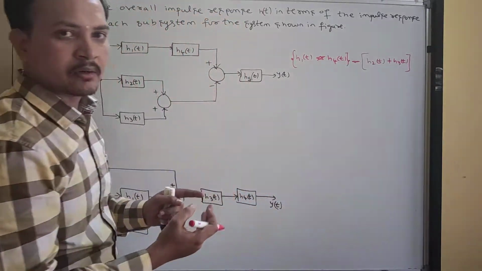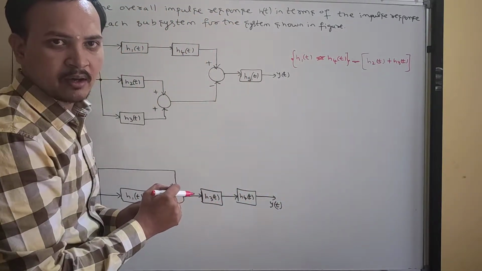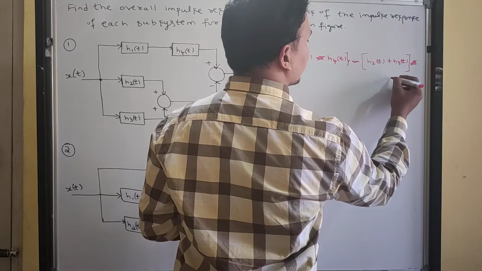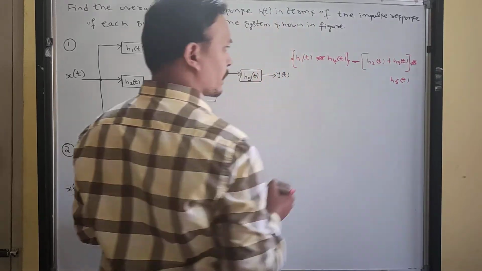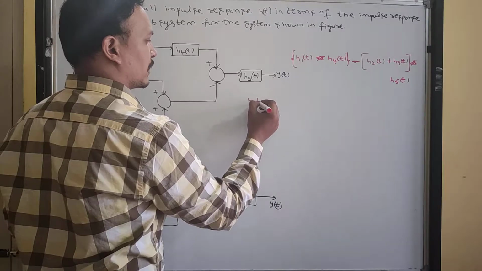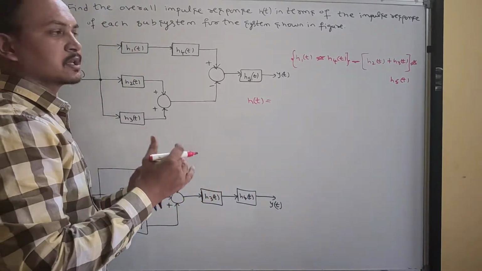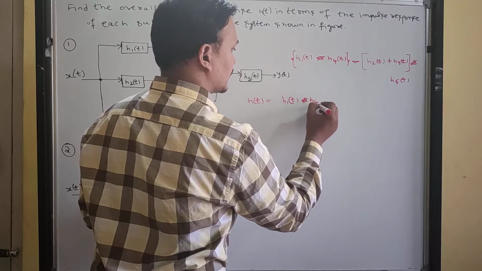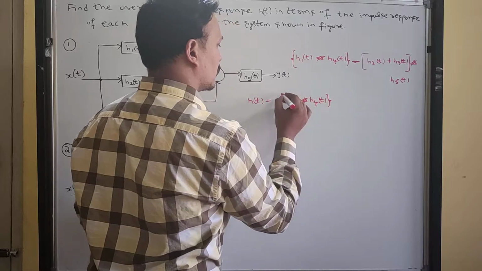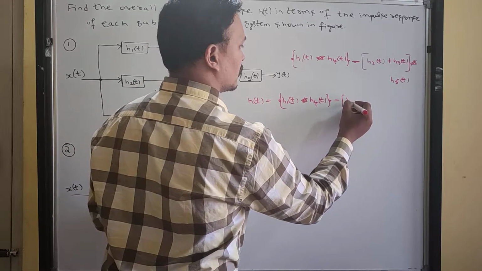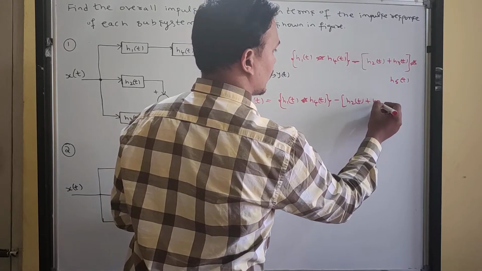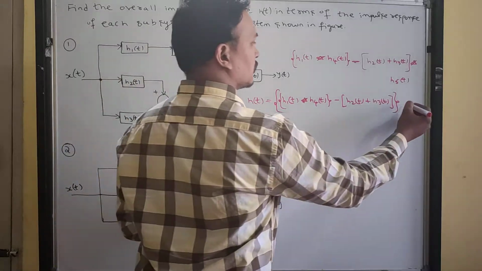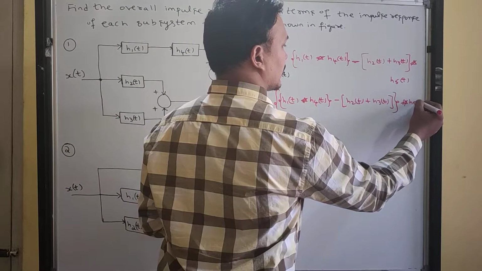That equation is multiplied with h5 of t. Again, multiplication came. What should you write? You should write convolution, convolution h5 of t. Okay, got it? So therefore, I will write directly h of t. The overall impulse response is h1 of t convolution h4 of t minus h2 of t plus h3 of t. Overall, this gets multiplied with convolution h5 of t.